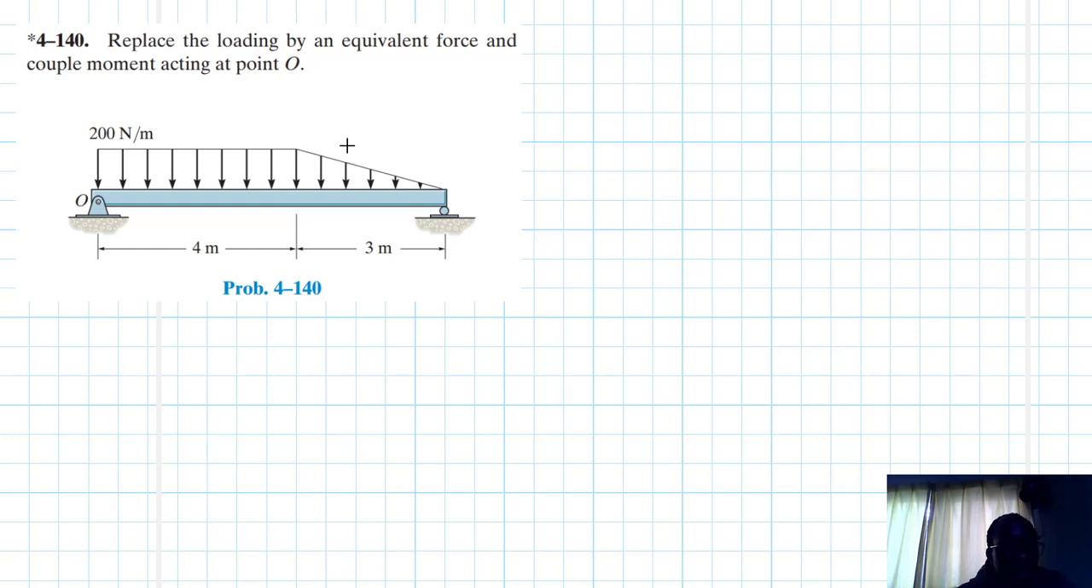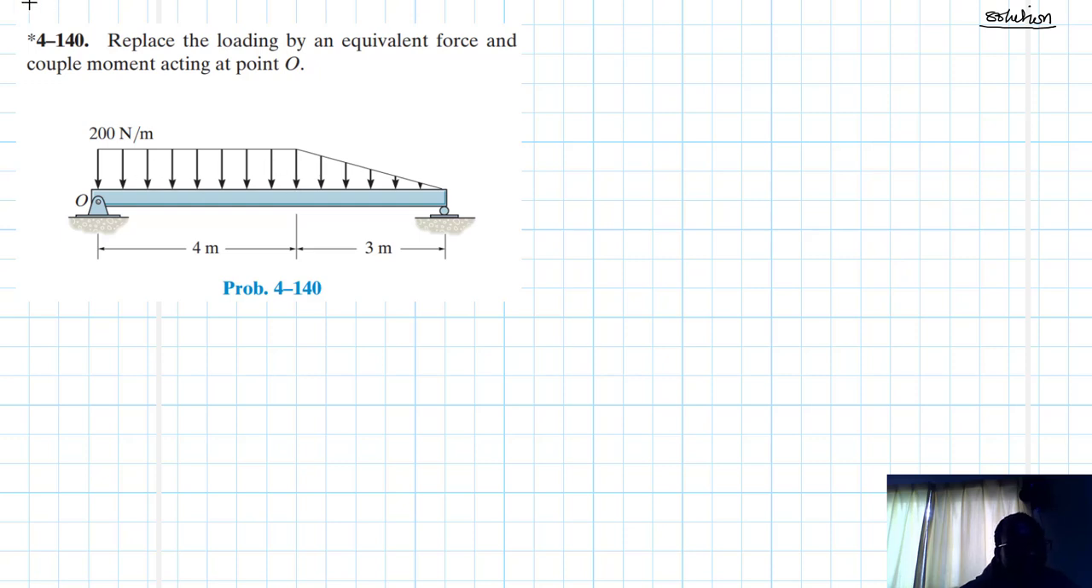Replace the loading by an equivalent force and couple moment acting at point O. This problem is coming from the Engineering Mechanics Statics textbook, 13th edition by R.C. Hibbeler. So we've been asked here to replace the loading by an equivalent force and couple moment acting at point O. First things first, we are going to get the equivalent forces of each of these distributed loads.